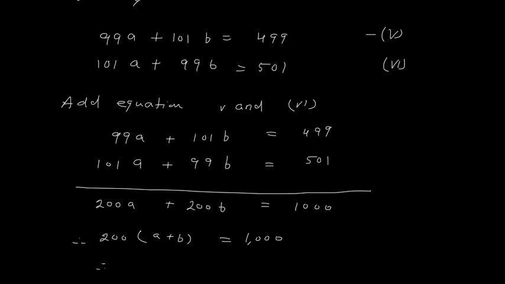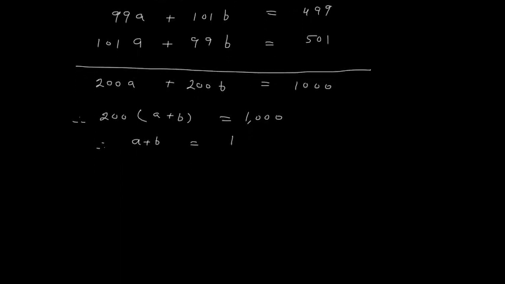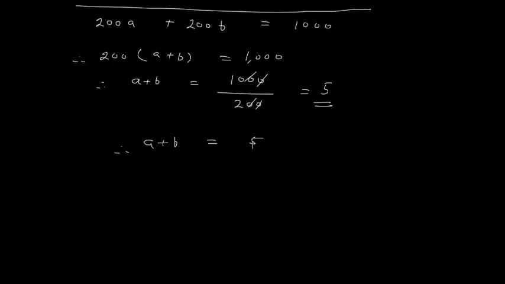Therefore the value of a plus b is equal to 1000 divided by 200. So the zeros cancel, and 2 fives are 10. So a plus b is 5. Now you can consider this as equation number 7. When there are too many equations, it is better that we write 1, 2, 3 as our English numbers.